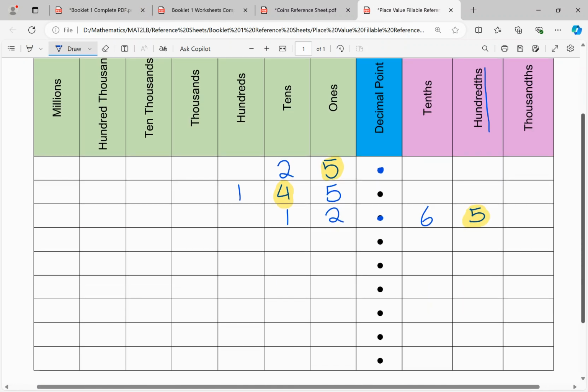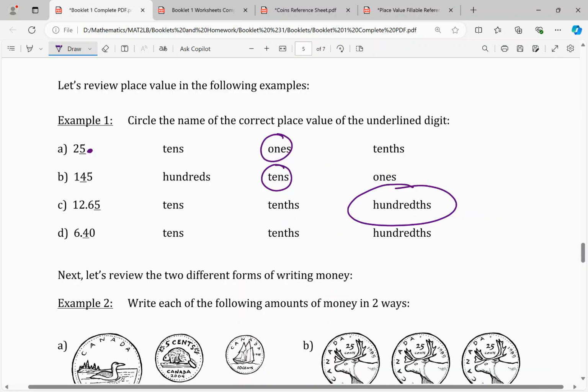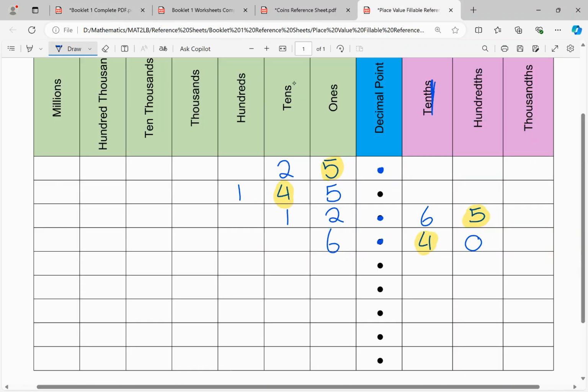6.40, no problem. We go to our chart and we write 6.40 so that that decimal lines up. They ask us to find what place value this 4 is. So I highlight the 4. I look at what column it is, and that is the tenths. So the answer to question D is going to be not tens, but tenths, right? Again, make sure that you're taking your time and telling the difference. The tens spot is over here. The tenths spot is over here.